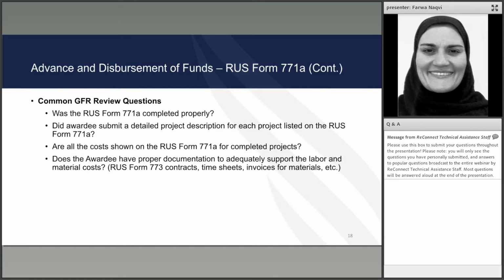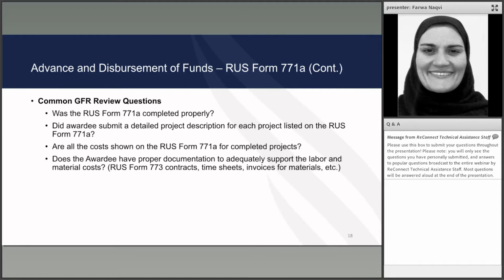During the GFR's review, the GFR may have some follow-up questions, such as, was the RUS Form 771 completed properly? Did the awardee submit a detailed project description for each project that's listed on the 771A form? Are all the costs shown on the 771A form for completed projects? Does the awardee have proper documentation to adequately support the labor and materials costs?